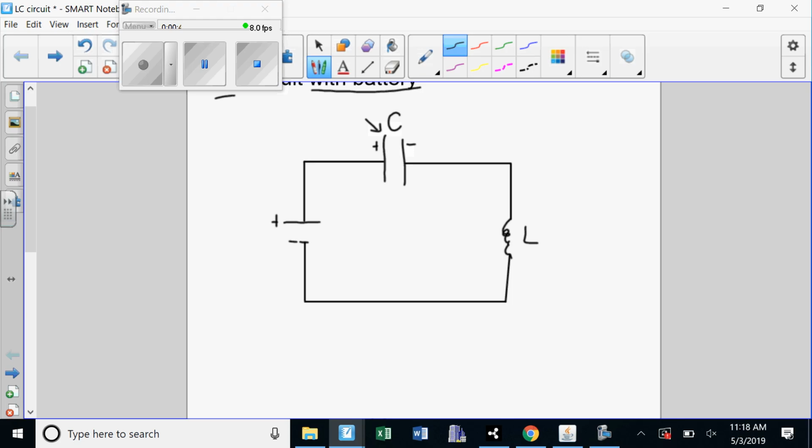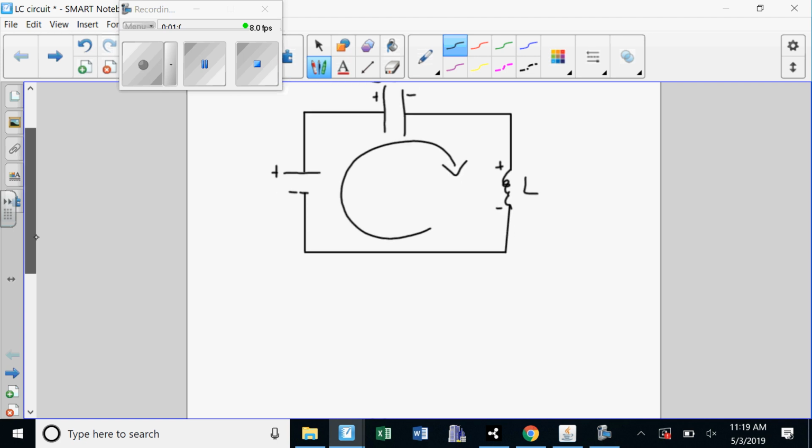When I go to the inductor, what does the inductor want to do? Is it going to align itself with the battery, or is it going to oppose it? Of course, if we think about what the inductor wants, it wants to oppose the change in flux. So it's going to go in the opposite direction of the battery. So if I go clockwise, the battery is a voltage gain, the capacitor and the inductor both are going to be a drop in voltage.